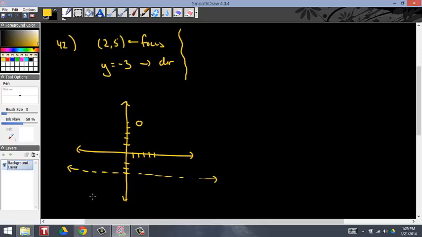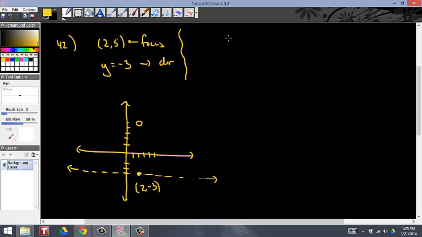Okay, what's the only way this thing can open up? Has to open up upwards, right? Okay, so now, does it make sense that the vertex is going to be somewhere in the middle of these two? It's going to be in the direct center. So if this is (2, 5), I can draw this point here and say this is (2, -3). So let's find the midpoint of this.